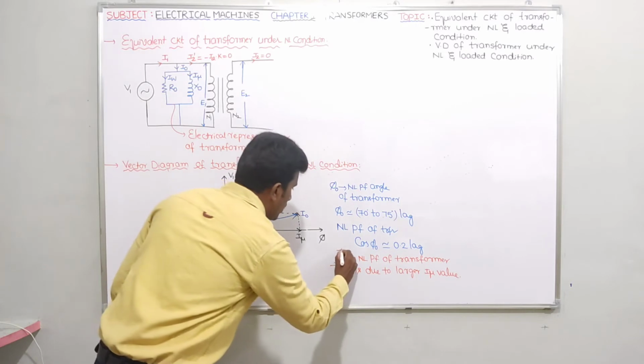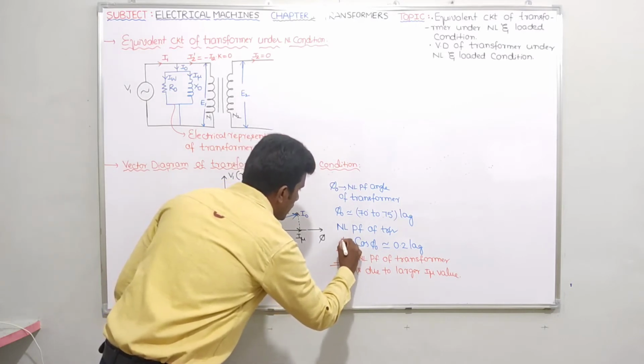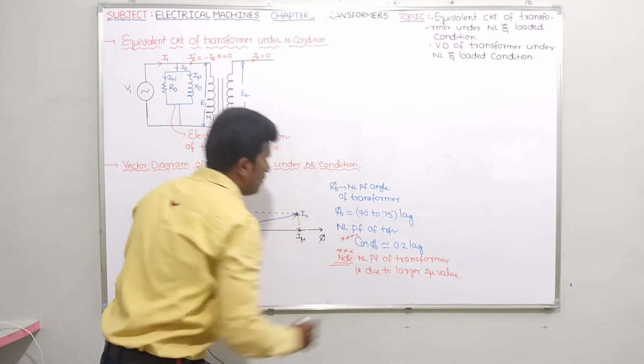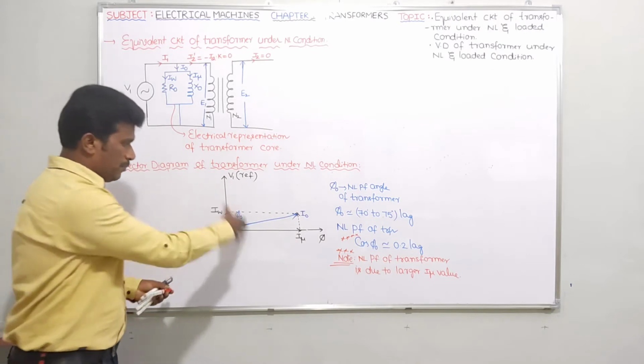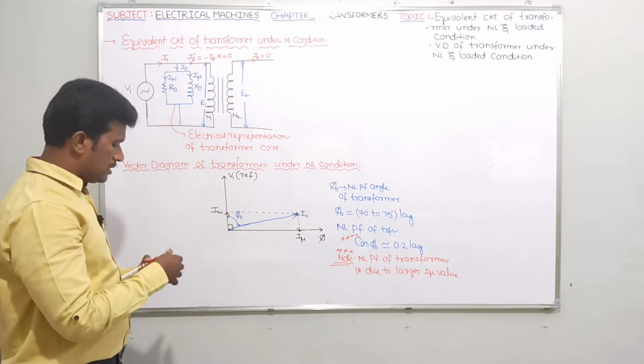This note is very important. And this value is also very important. Cos φ0 will be around 0.2 lag. Okay, let me proceed.